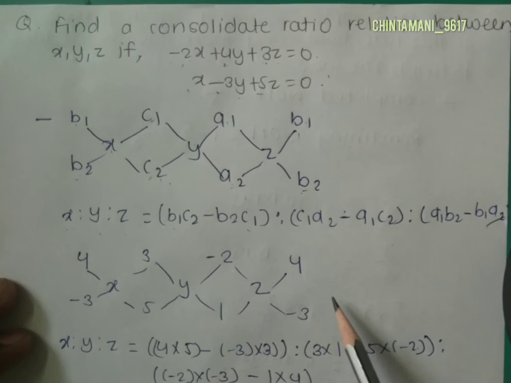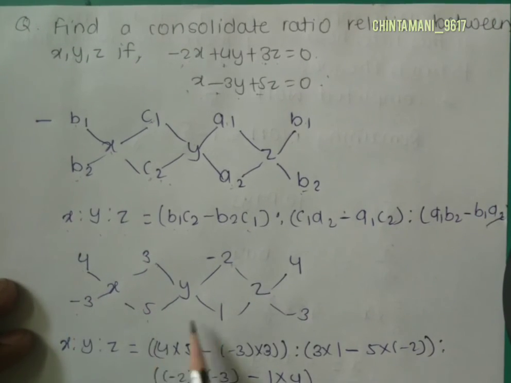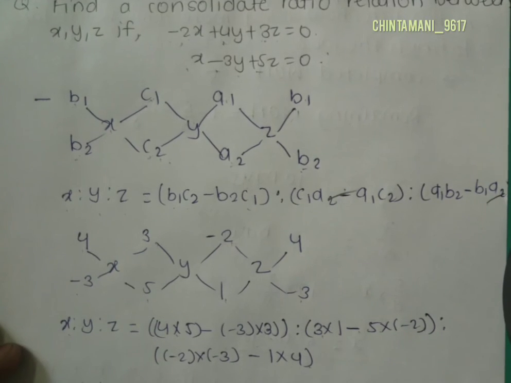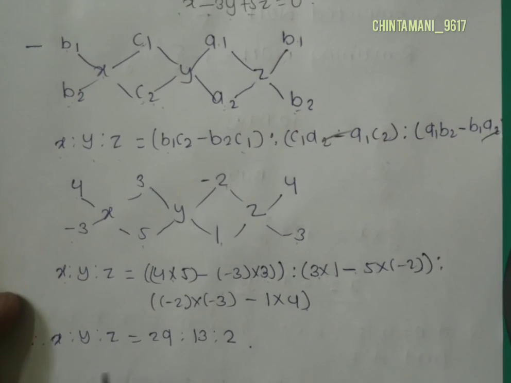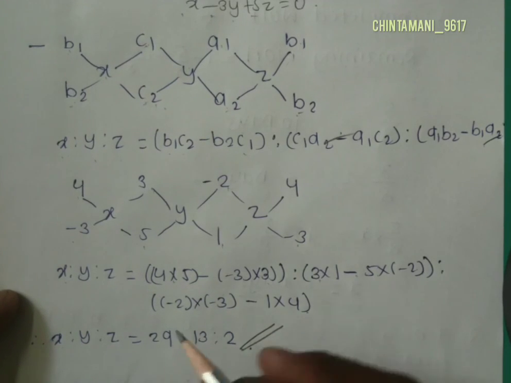So we write it down as 4 3 minus 2, 4 minus 3 5 1 minus 3, x y z. Using this formula we write x as to y as to z is equal to 4 into 5 minus 3 into 3 as to 3 into 1 minus 5 into minus 2 as to minus 2 into minus 3 minus 1 into 4. So the final answer will be x as to y as to z is equal to 29 as to 13 as to 2. That will be the ratio for x as to y as to z.